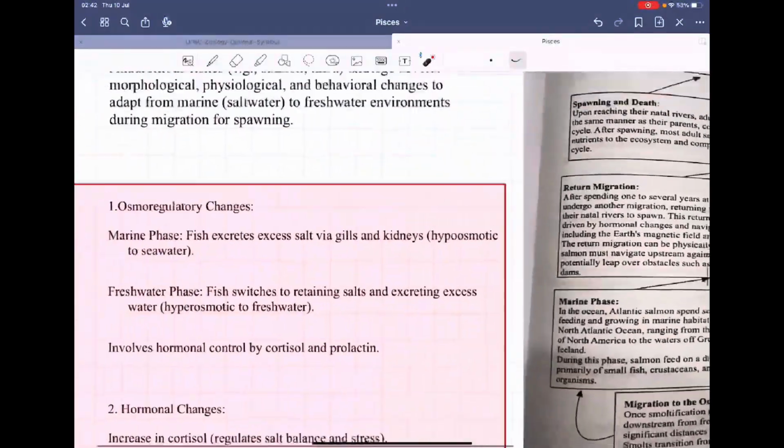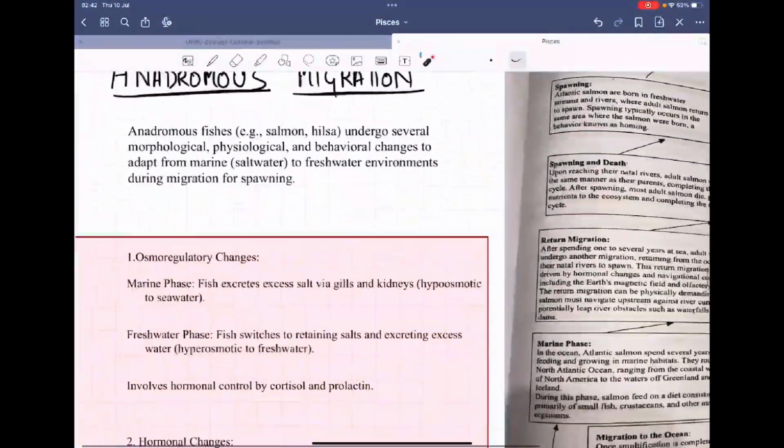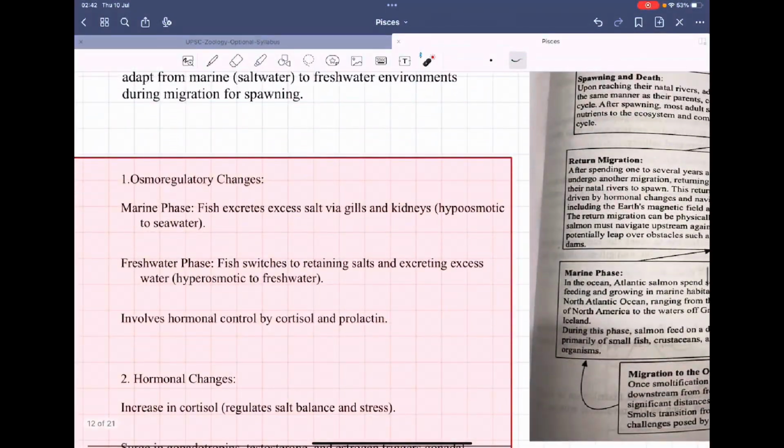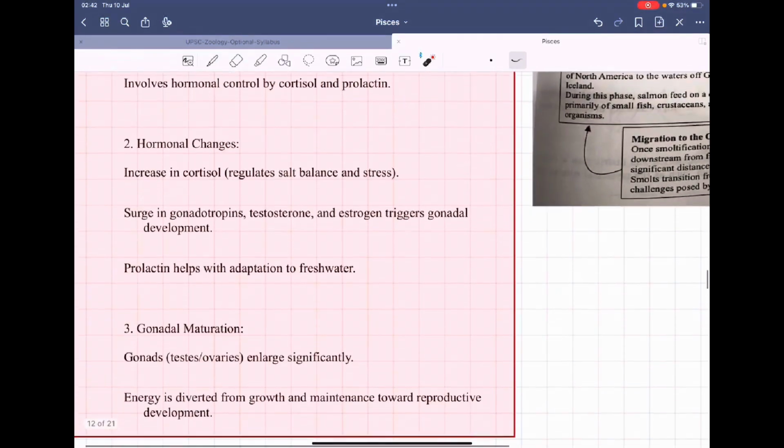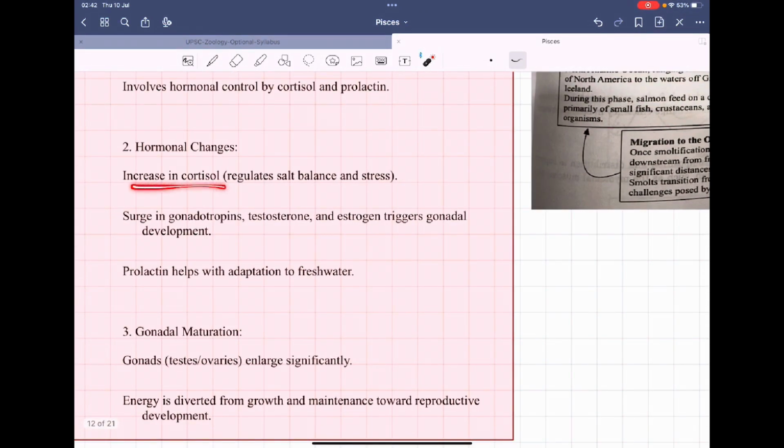So in the anadromous fishes, in the changes in the body, there will be osmoregulatory changes. That is, the fish will adapt to the marine water and even to the fresh water. It happens through the changes in the gills and kidneys, and the changes in the retaining of the salts or removal of the salts from the body. It will also involve control by cortisol and prolactin. There will be hormonal changes, that is, an increase in the cortisol.